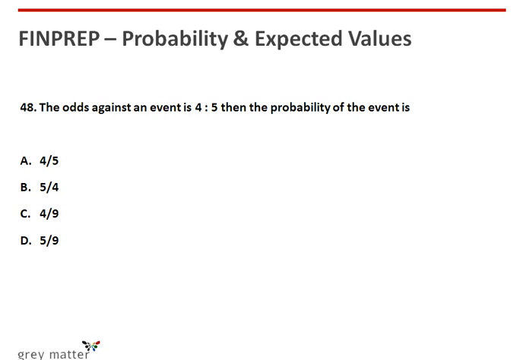48th question: the odds against an event is 4:5. Then we need to find the probability of the event. So the odds in favor of the event would be 5:4. So the probability of that particular event would be 5 divided by 5 plus 4, which is nothing but 5 by 9. So it is D option, that is 5 by 9. Actually it is 5 by 9, it's not 5 by 4. D option.